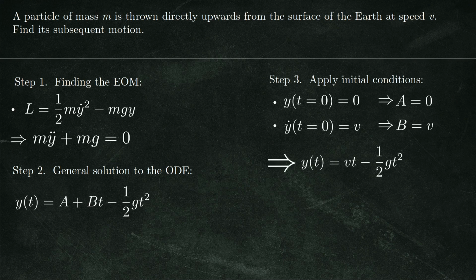We get y as a function of t. However, remember that we're launching this from the ground, so eventually it's going to come back down and hit the ground. So we could say it hits the floor at t equals 2v over g.